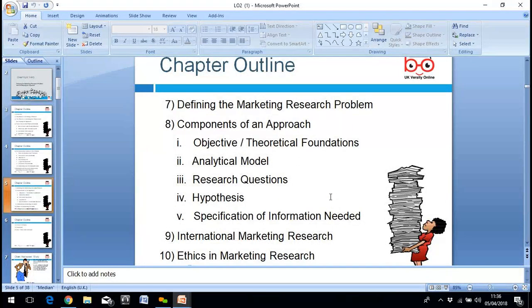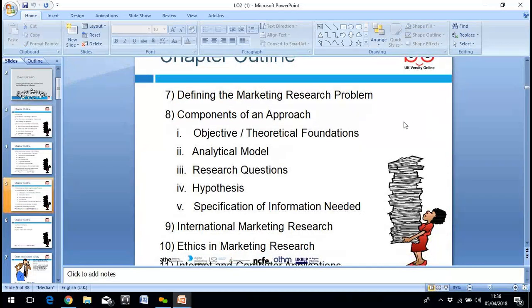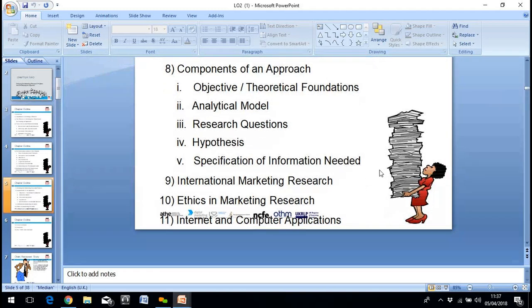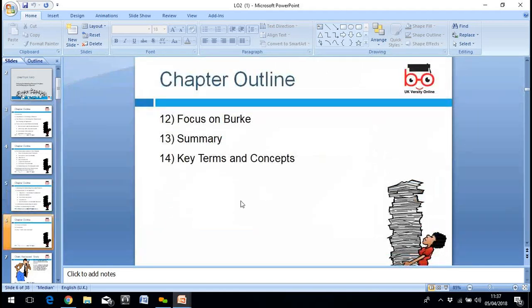So defining, how do we define this? We look at the objectives, the theoretical foundations, and an analytical model. We develop research questions. Sometimes we'll develop a hypothesis, but not always. Then a specification of what sort of information is needed, and the ethics involved in it. Number 12 doesn't really apply to us because Burke is a specialist in marketing, so that is irrelevant here. Once you've done the review, then you need to do a summary.